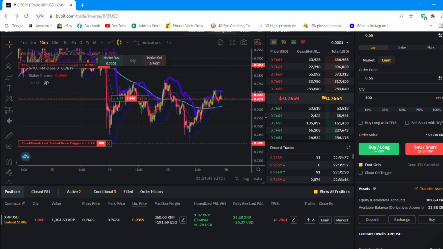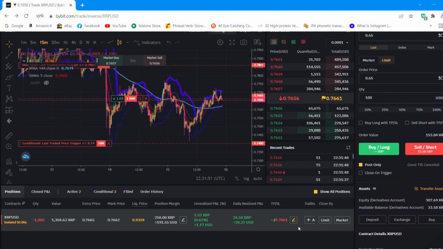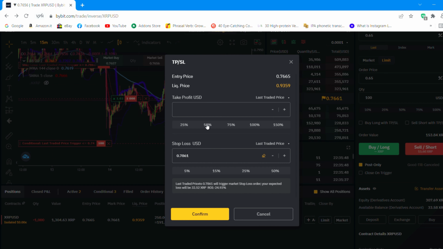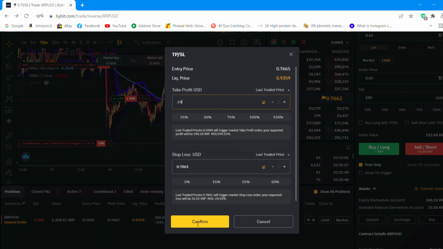However, it's only DCAing in your direction. So 3 steps down for DCAing out, for taking profit. You can take profit at, let's say, I can choose to take profit at 0.59. So that will be my final take profit, 0.59, confirm.